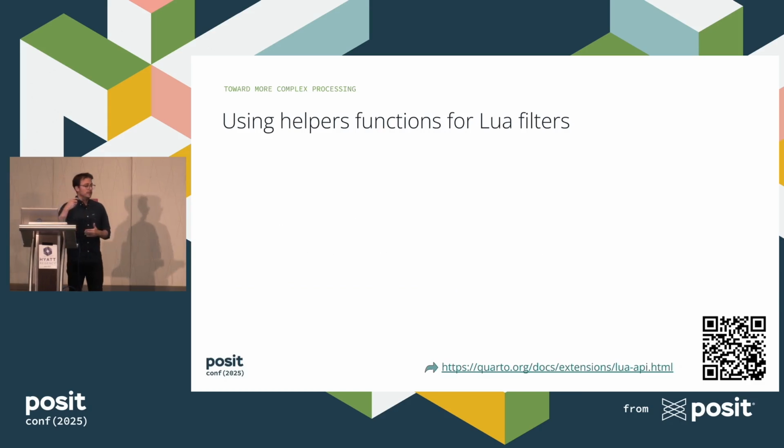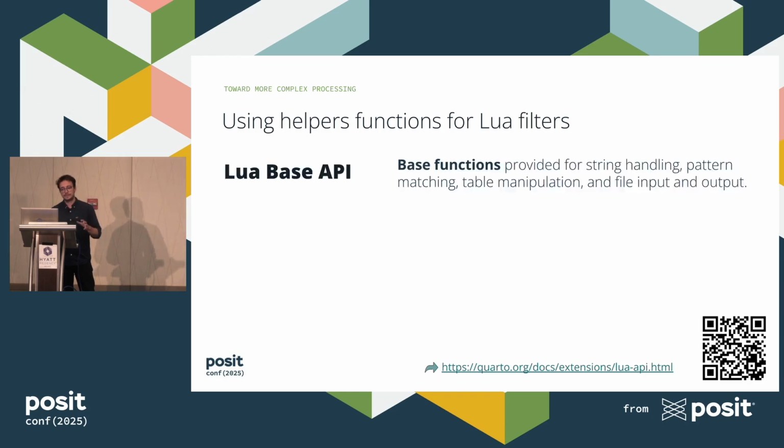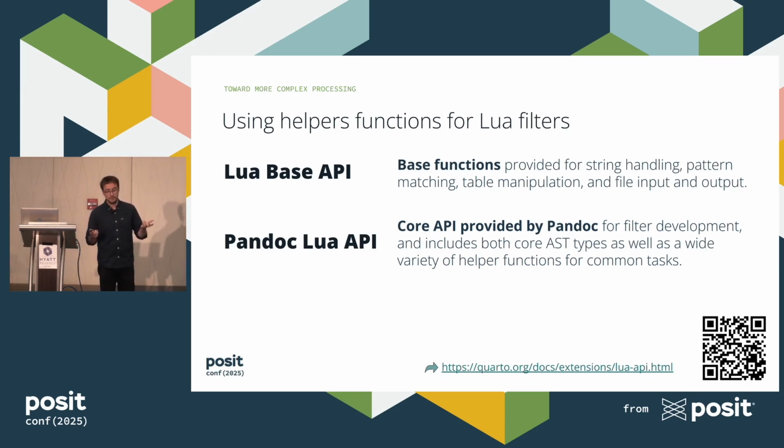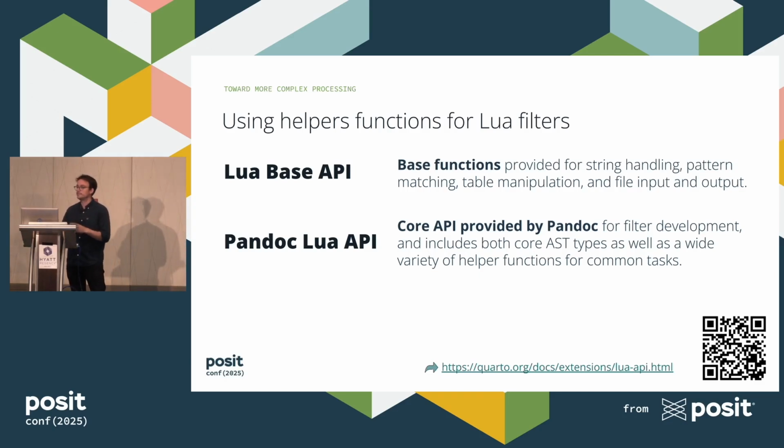Then you need some helper functions. You need to write the processing of your filter. And for that, you have 3 layers of API. You have the Lua base API, which are the base functions that Lua provides for string handling, pattern matching, some table manipulation. This is the basics from the language. And then the second layer will be the Pandoc Lua API. This is the core API that Pandoc provides to work with the AST types that are coming from Pandoc directly, but there are also some helper functions to use with some of the specific features that Pandoc offers.